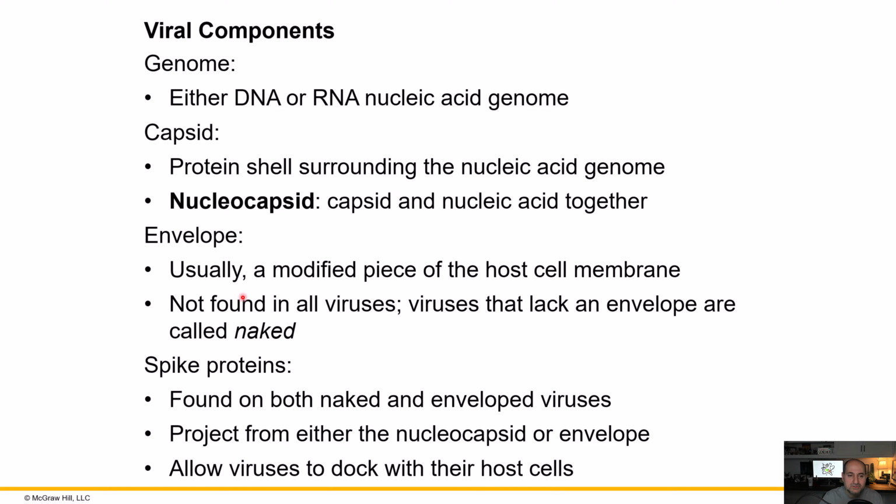Usually, this envelope is a modified piece of a host's cell membrane. I'll show you this in a little bit. Though not all viruses have an envelope, not all viruses have a membrane. The viruses that lack an envelope are called naked viruses. And lastly, viruses have spike proteins. What's a spike protein? A spike protein is found on the surface of both naked and enveloped viruses.